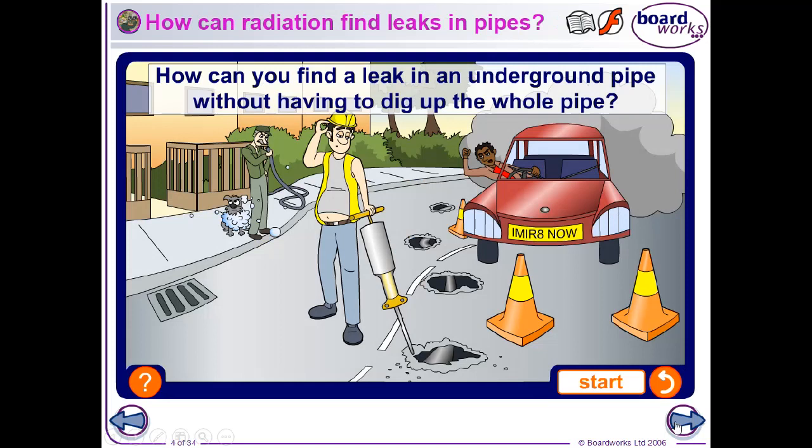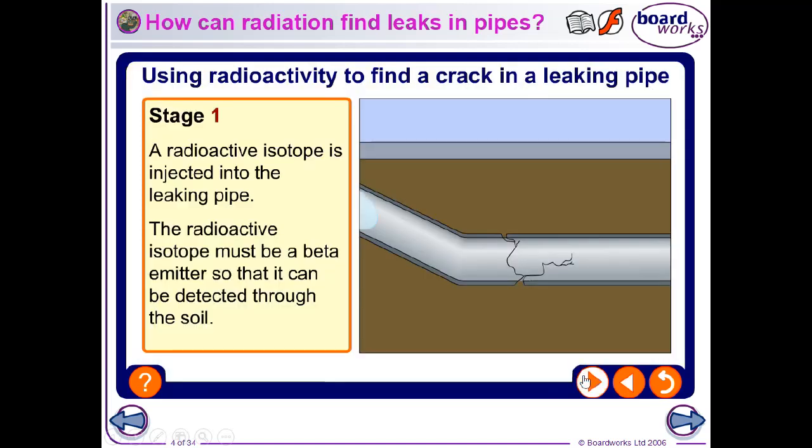We can do things like find leaks in underground pipes without having to dig up the pipe. For example, we put in the water a radioactive isotope that is giving out gamma radiation or beta. If it's underground, we'd use maybe gamma, but if it's water that could get too close to the surface, we could use beta.